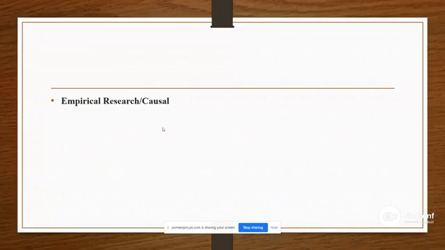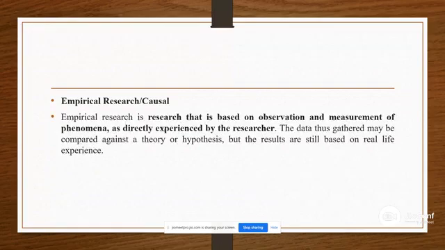And the third most common type, which I will be saying as the last one, which I have written over here, is your empirical research or causal research. So empirical research is what? It is based on the observation and measurement of a phenomena. Like you want to study how motivation impacts the employee productivity. So empirical is something which is done on a basis of measuring and developing the relationship between the variables.